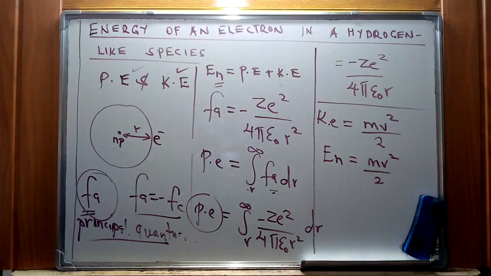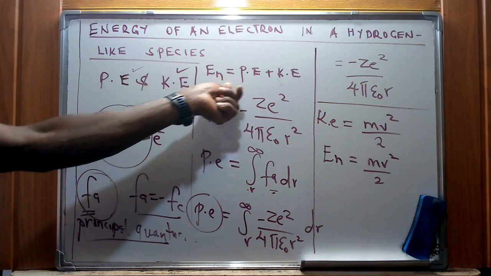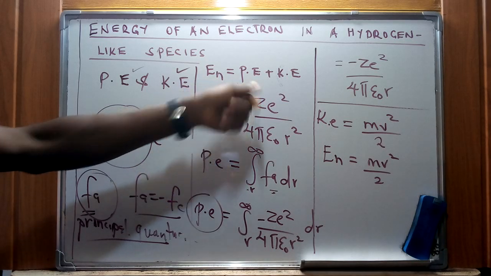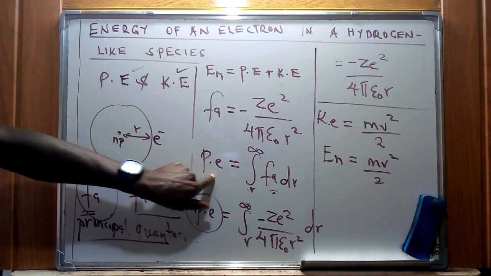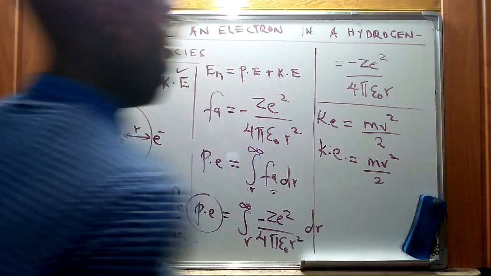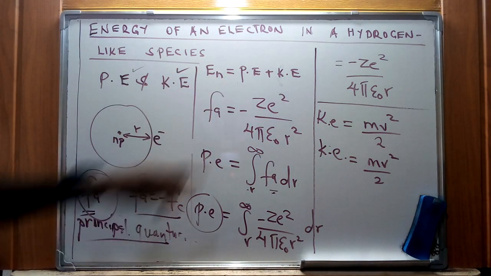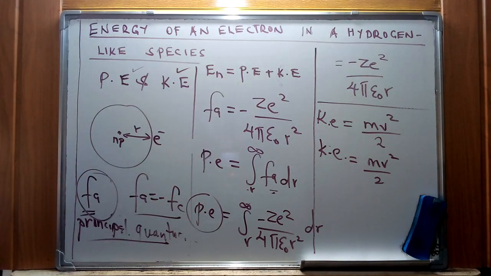Mv squared, that is half mv squared, given as such. Now, from this particular equation that we are given for En, this total energy at this specific point, this is for potential energy and this is for kinetic energy. Therefore, we can describe the sum of this energy En by finding the sum of these two.